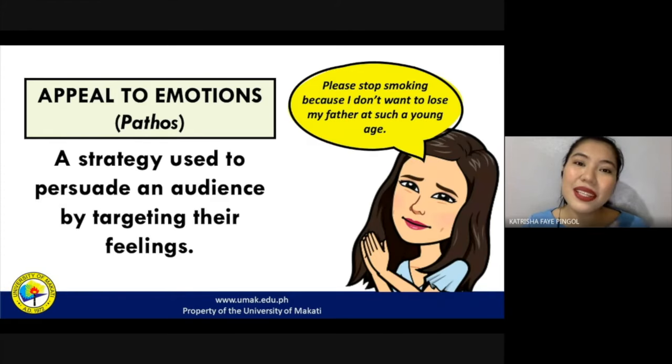So, for example, let's go back to the initial example that I used. What if you are trying to make your father stop smoking? Okay, so as a daughter, if you want to appeal to his emotions, you would say, please stop smoking because I don't want to lose my father at such a young age. Okay, that could be appealing to emotion.